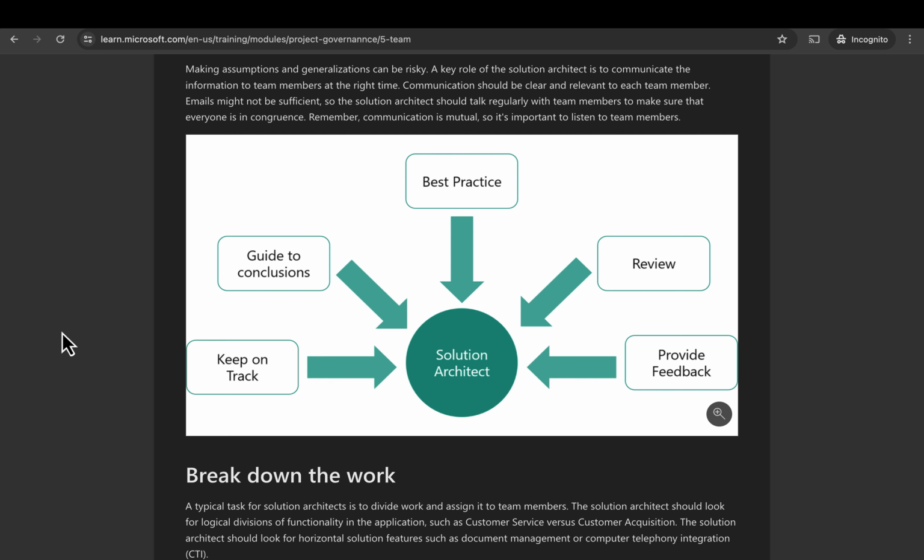A key role of the solution architect is to communicate information to team members at the right time. Communication should be clear and relevant to each team member. Emails might not be sufficient, so the solution architect should talk regularly with team members to make sure that everyone is in congruence. Remember, communication is mutual, so it's important to listen to team members.